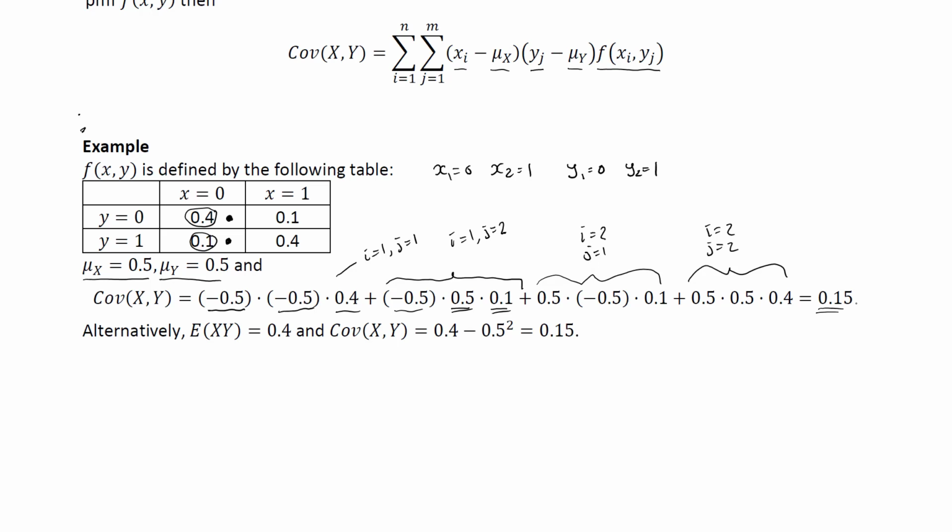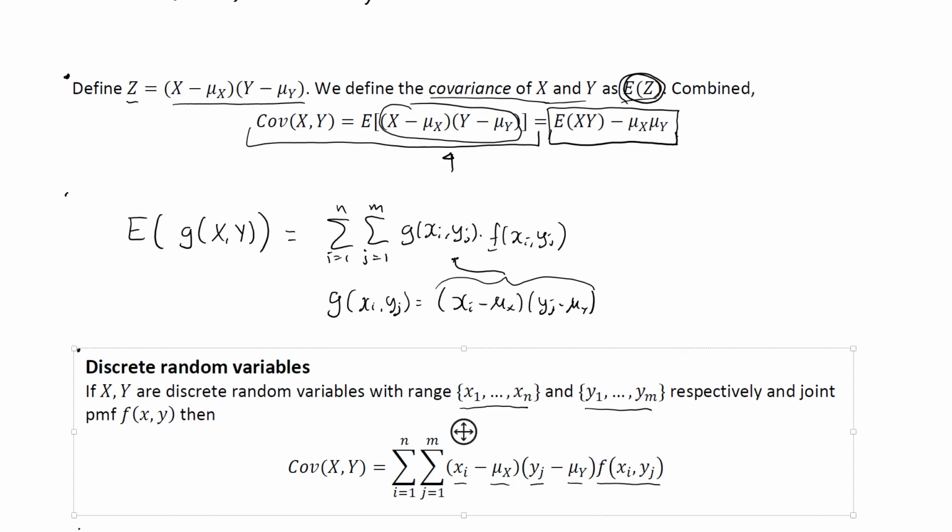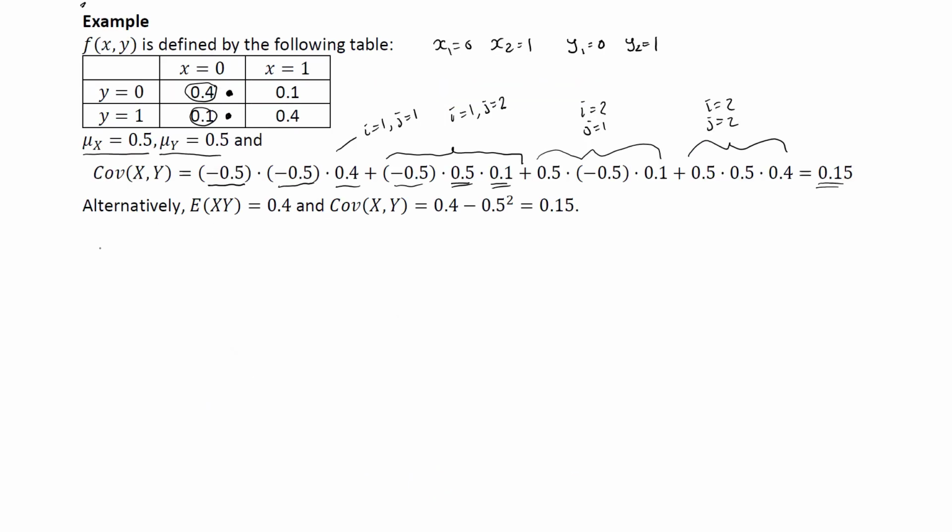We have an alternative formula for the covariance. This one right here, we can calculate it as the expected value of the product and then subtract the product of the expected values. To find the expected value of the product, you do the same thing as we did with the covariance, but you don't subtract the means. If you do that, you will get that the expected value of the product is 0.4. So the covariance will be 0.4 minus 0.5 times 0.5, which will give us the same answer, 0.15.